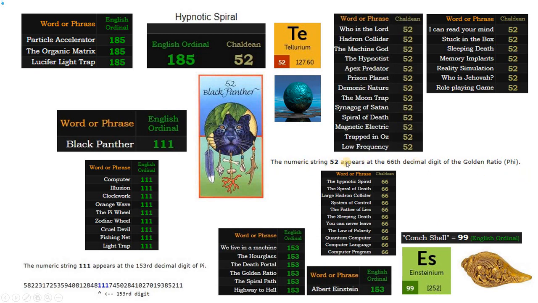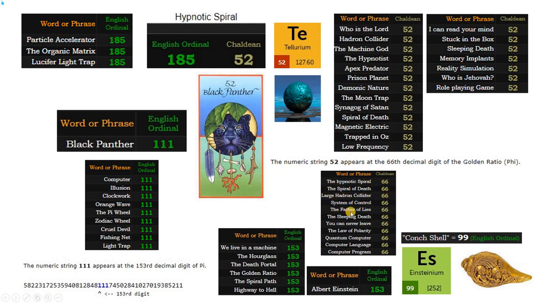52 appears at the 66th digit of the golden ratio. And we have the following words: the hypnotic spiral. So you see everything is leading back to this hypnotic spiral. The spiral of death. Large Hadron Collider. So this is the third time we have this reference here, with 66, with 52, and 185.